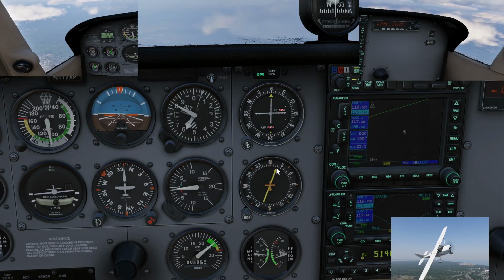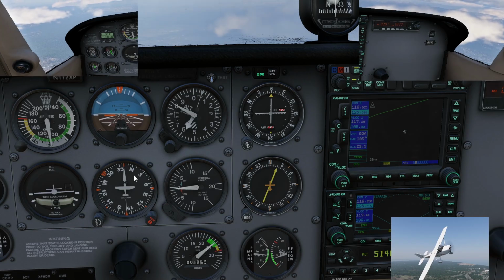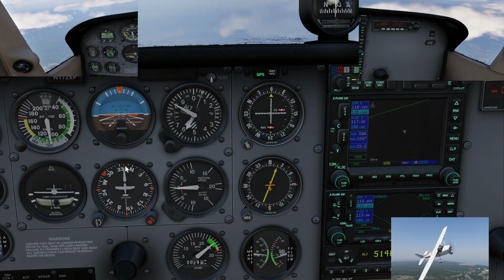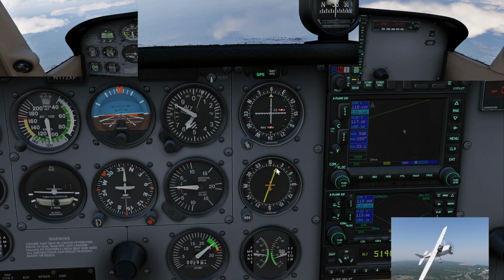Let's go back to our inbound course, which is 360. We've got 20 degree correction in here, and the pointer's on a 20 degree mark. That's our wind correction angle. When the amount of correction equals the amount of deflection, we're on course.